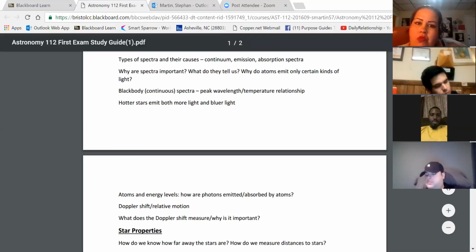Continuous spectrum is also called a black body spectrum, and just know that the peak wavelength of that emission depends on temperature. Okay. So hotter stars emit more light and bluer light.